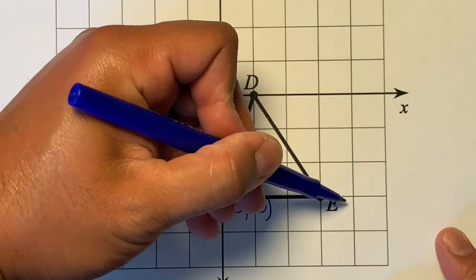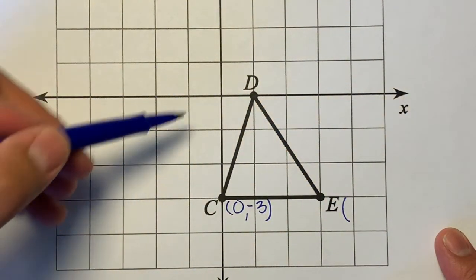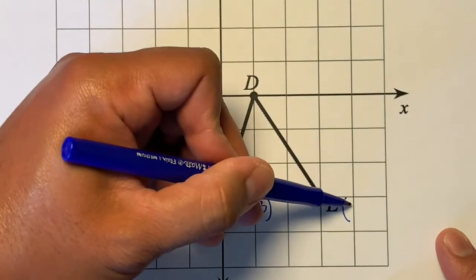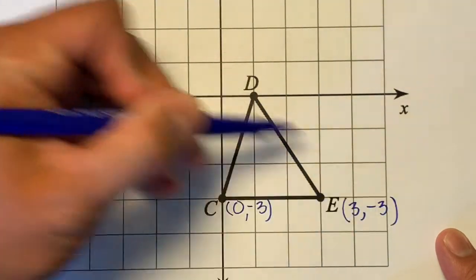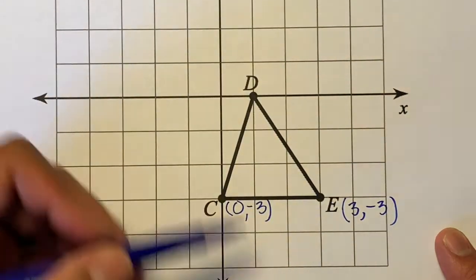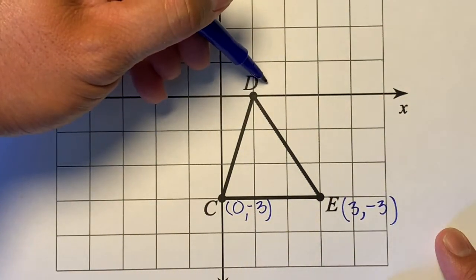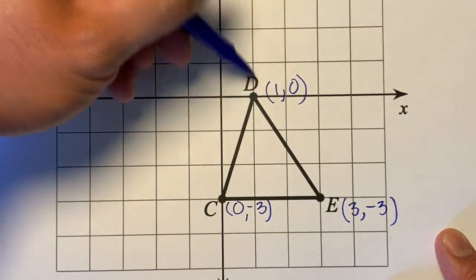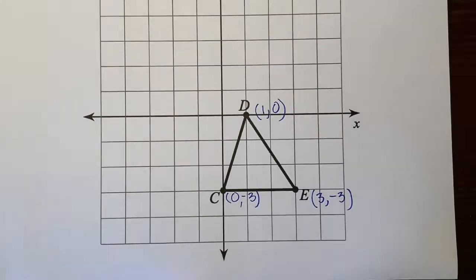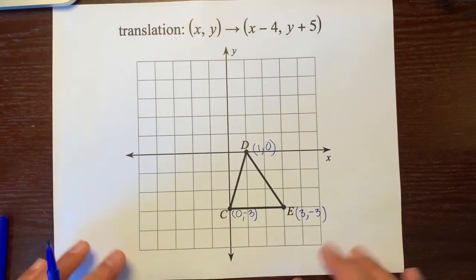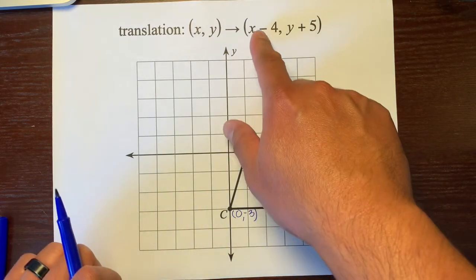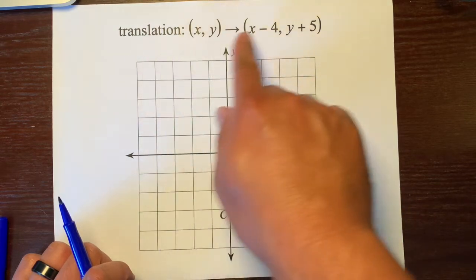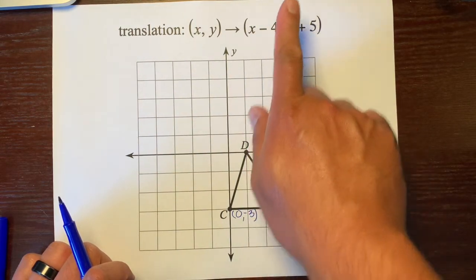E is at, so here 1, 2, 3, and then down 3, so it's 3 comma -3 because we move to the right 3 and down 3. And D moves over from the origin 1 comma 0, it doesn't go up or down. Now we're going to use the translation formula that they give us. If it's negative, move to the left 4, and this y is positive, so we're going to move up 5.